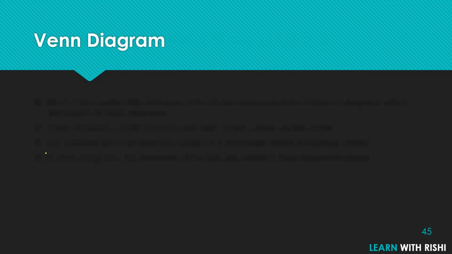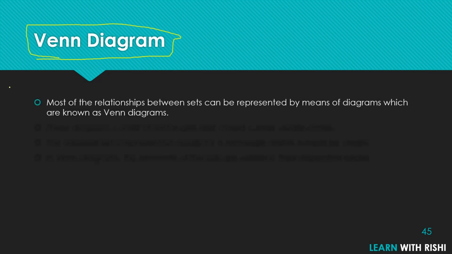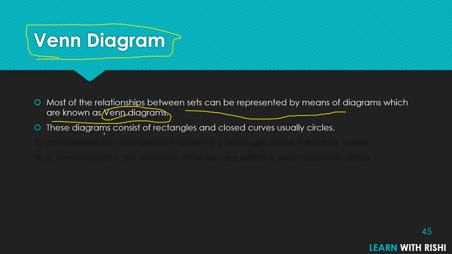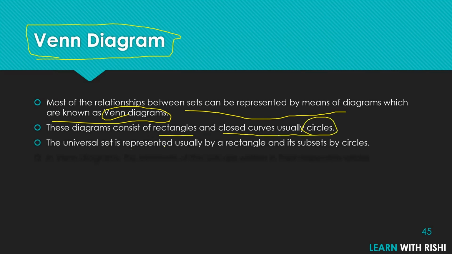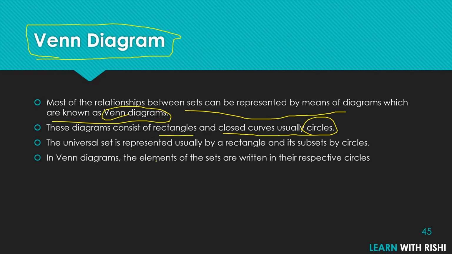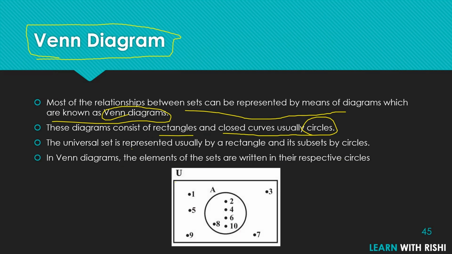Now let us move to the next topic, that is the Venn diagram. This is another representation of a set, but this representation of a set is in the form of a diagram. Let us learn. Most of the relationships between sets can be represented by means of diagrams, which are known as Venn diagrams. These diagrams consist of rectangles and closed curves, usually circles. The universal set is usually represented by a rectangle and the subsets are represented by circles. In a Venn diagram, the elements of sets are written in their respective circles. Now this is a Venn diagram. So here you can see a rectangle.